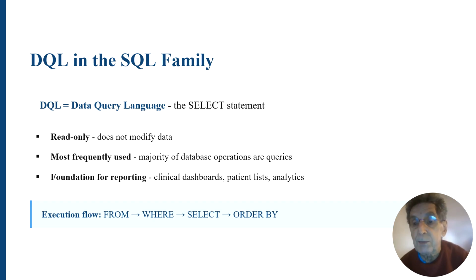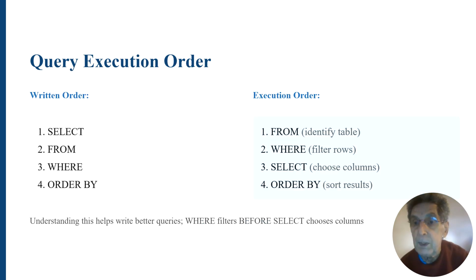But the database actually processes it with from first. It needs to know which table to look at. Then the where to filter the rows, then select to choose columns, and finally order by to sort the results, to put them in a specific order. So keep this execution order in your mind. It will help you understand why certain things work the way that they do.